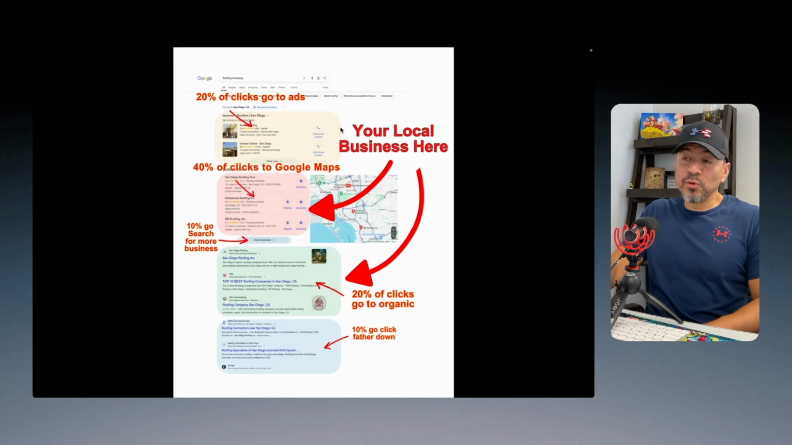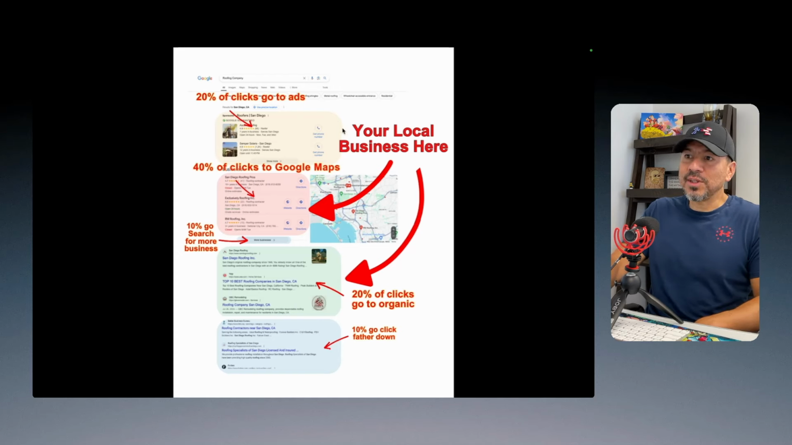So this basically proves my point. So let's say 100 people type in roofing company in this town, only 20 of those people actually click on the ads, right? 40 of those people go on here, another 10 go on here, another 20 go on here, and then the rest go down here. So as far as I can tell, the whole name of this game is to get your business listed here, possibly even here. So if you were to get both spots here, now you're getting 60% of the clicks when somebody's looking for a roofing company or whatever the service might be.